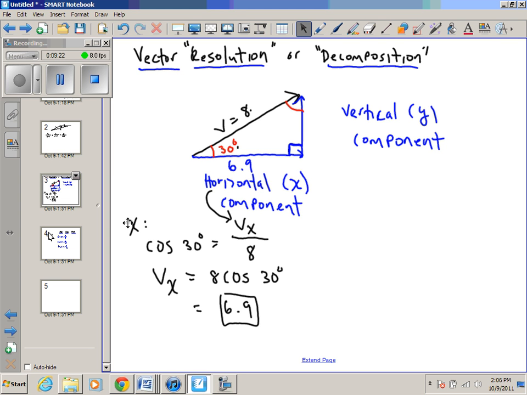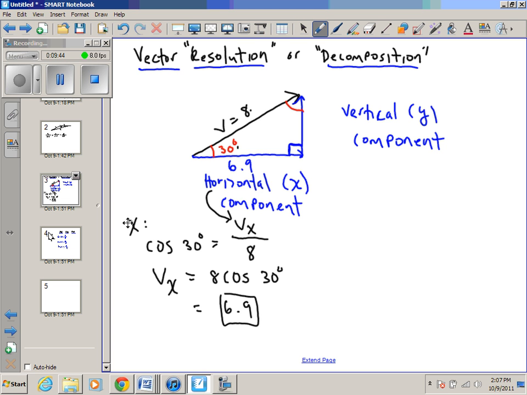Again, I have no units. We haven't decided what kind of vector this is. I haven't said it's a displacement vector or a velocity vector or an acceleration vector. It could be any kind of vector, but the relationship here, because of the 30-degree angle, is that if the vector has a value of 8, the horizontal or x component has a value of 6.9. So that's the x component.